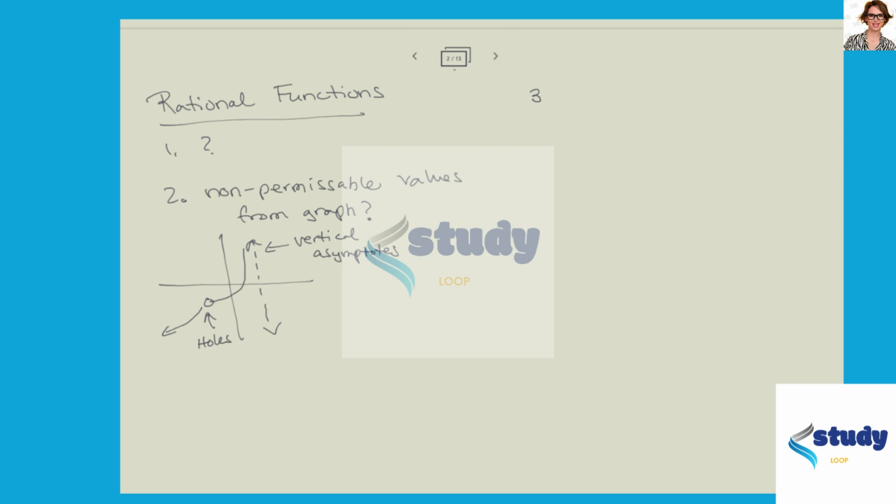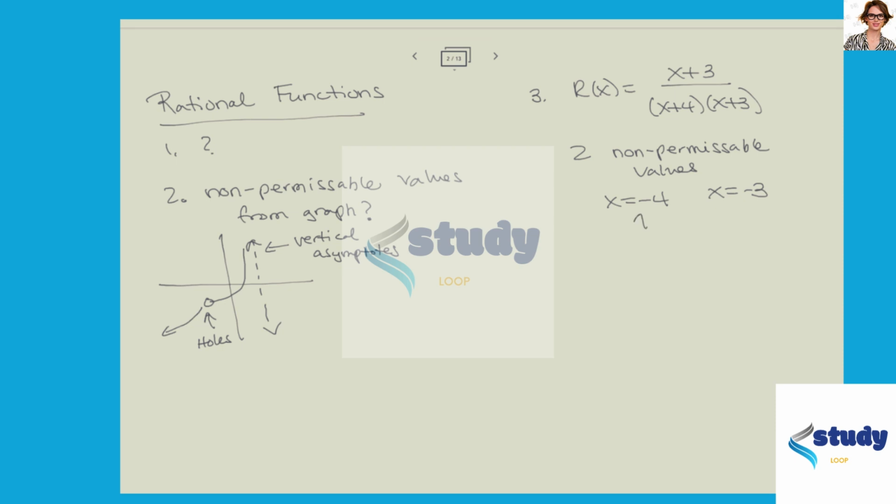And number 3, we want to know from the equation, how can you tell whether you have an asymptote or a hole? Okay, so I'm going to make up an example of a function. Put x plus 3 over, and I'm going to call that x plus 4, x plus 3. Okay, so I have 2 non-permissible values. I have x equals -4 and x equals -3.